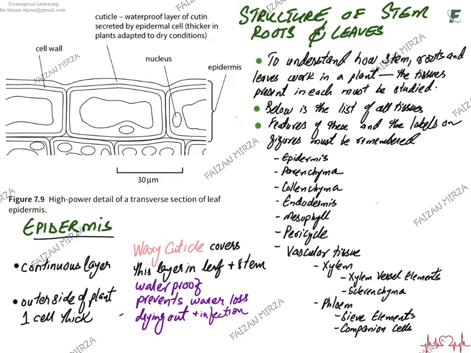So we are discussing epidermis here. Epidermis is a continuous layer of one cell thick lining on the outer side of the plant. It's always one cell thick. It's transparent in most cases. It has a waxy cuticle that covers this layer in leaf and stem. It provides waterproofing. It prevents water loss and drying out as well as infection. It doesn't allow pathogens to penetrate. So if this is the epidermis, one cell thick, this is the cuticle that it will secrete, and this waxy cuticle is what will prevent the plant from these many things.